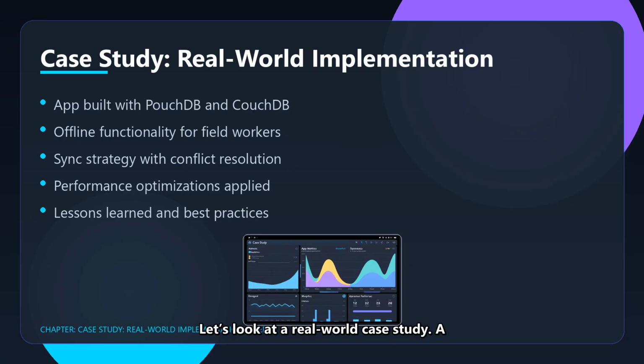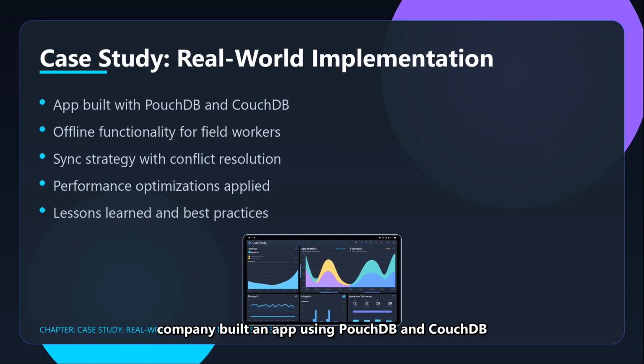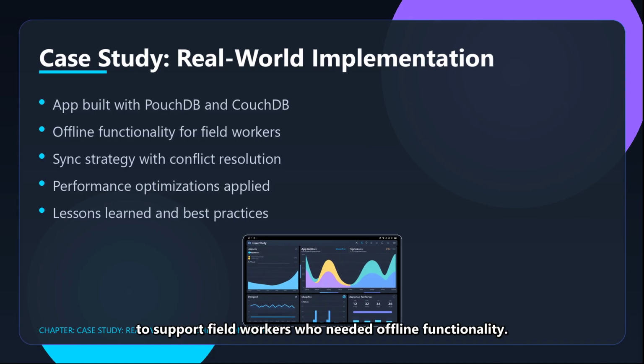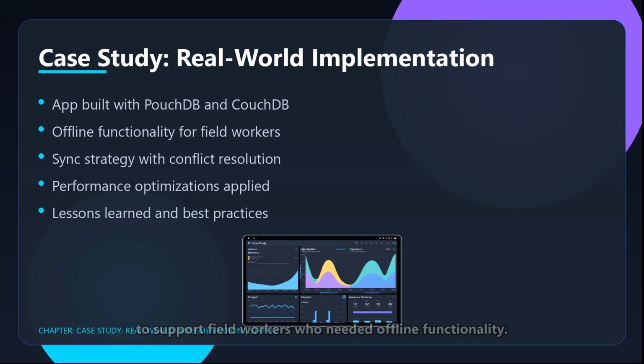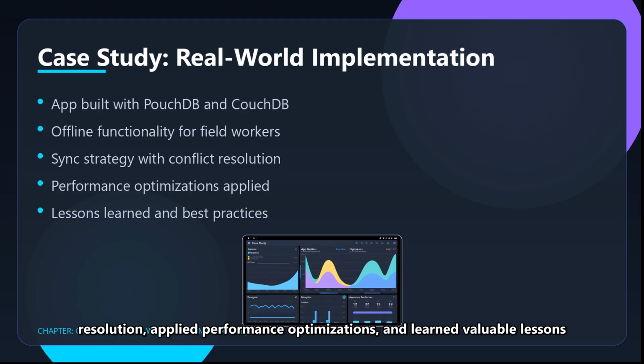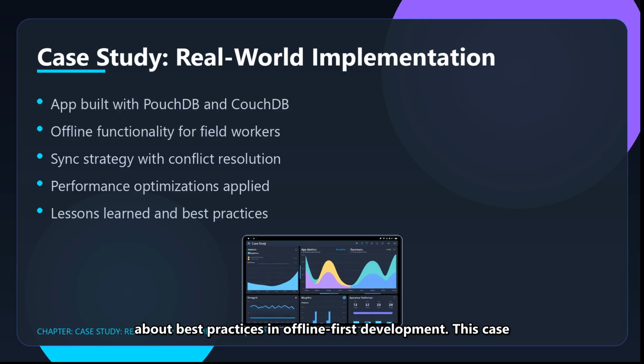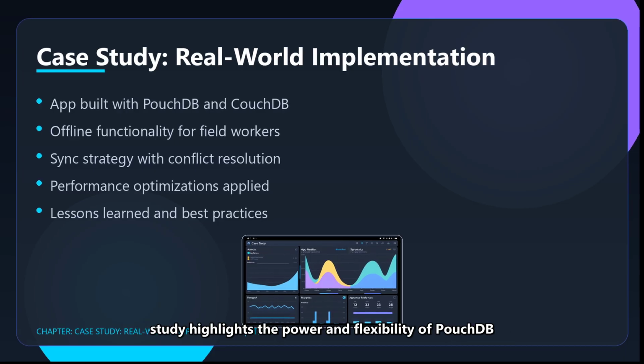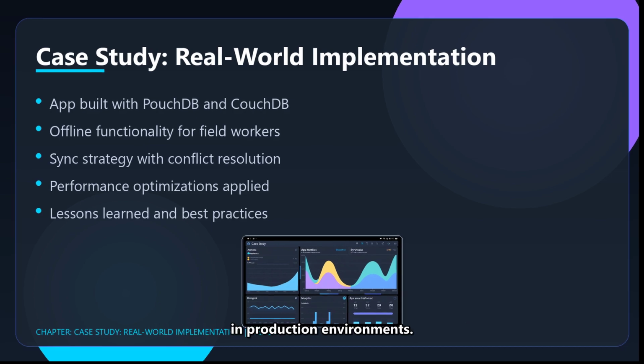Let's look at a real-world case study. A company built an app using PouchDB and CouchDB to support field workers who needed offline functionality. They implemented a sync strategy with robust conflict resolution, applied performance optimizations, and learned valuable lessons about best practices in offline-first development. This case study highlights the power and flexibility of PouchDB in production environments.